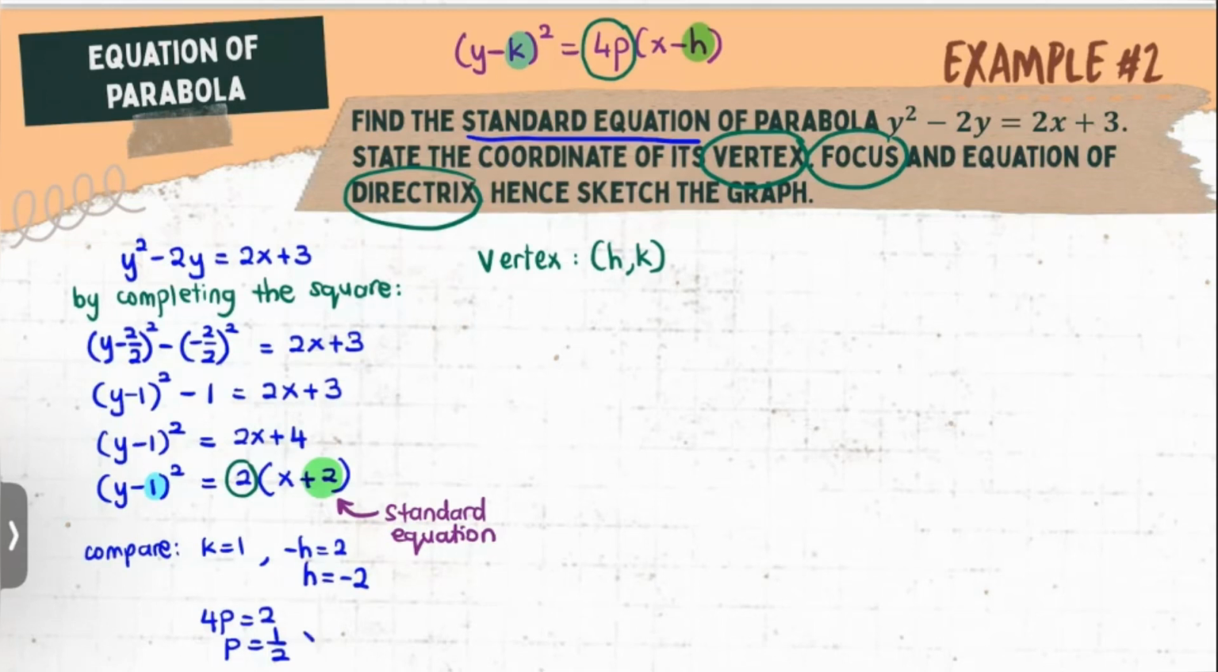Bila half dia positif, maksudnya kita akan buka kita punya parabola tu ke kanan. Okay, seterusnya kita label. Okay, so our vertex adalah (h, k). h adalah negative 2, k adalah 1. Okay, and then focus. Bila dia berada di kanan, it will be (h plus p, k).